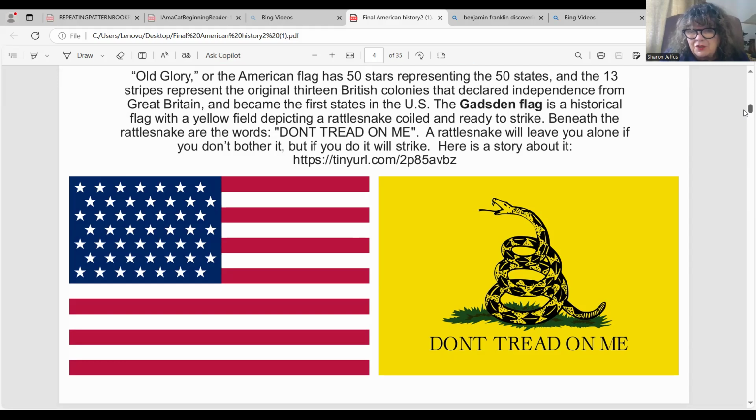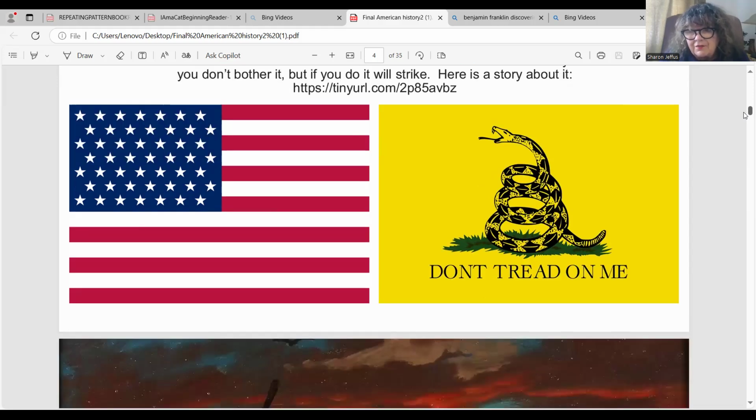And the idea was, don't tread on me. The idea is if you left America alone, you would be just fine. But if you tread on it, it's going to strike. And so these are two ideas for a flag.